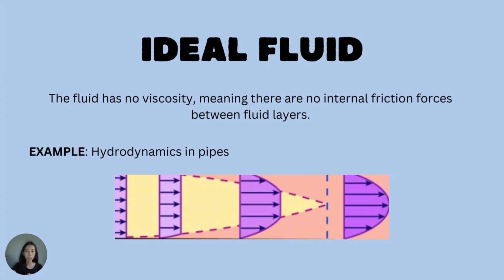Example: when modeling fluid flow in pipes, water is sometimes treated as an ideal fluid to understand the basic flow characteristics without the complications of frictional forces. This idealization helps in deriving primary relationships like the Hagen-Poiseuille equation.